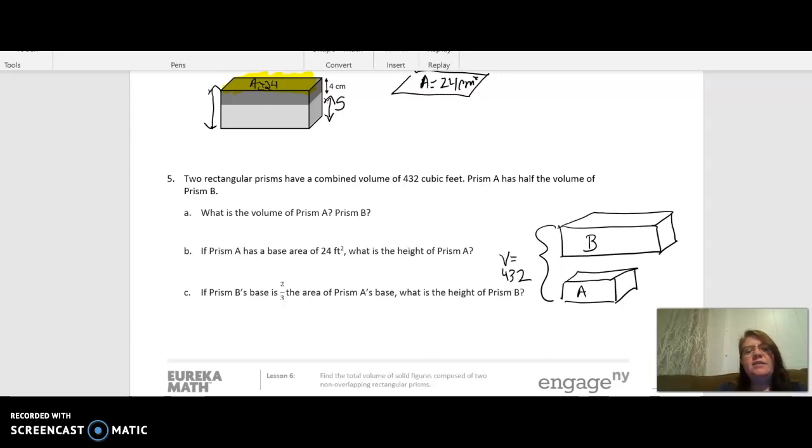If prism A has a base of 24 feet, okay, what is the height of prism A? So if it's saying this is 24, it wants to know what is the height. So that's what you're going to look for. And then if prism B's base is 2/3 the area of prism A's base, okay, what is the height of prism B?